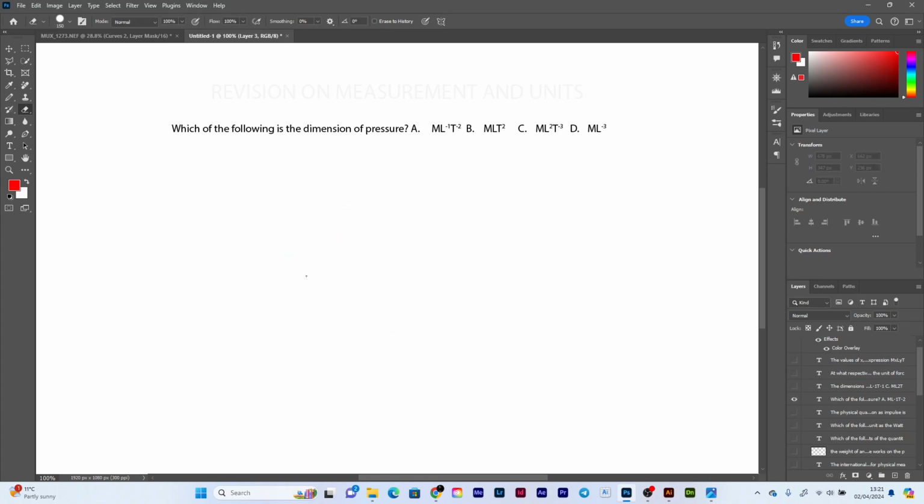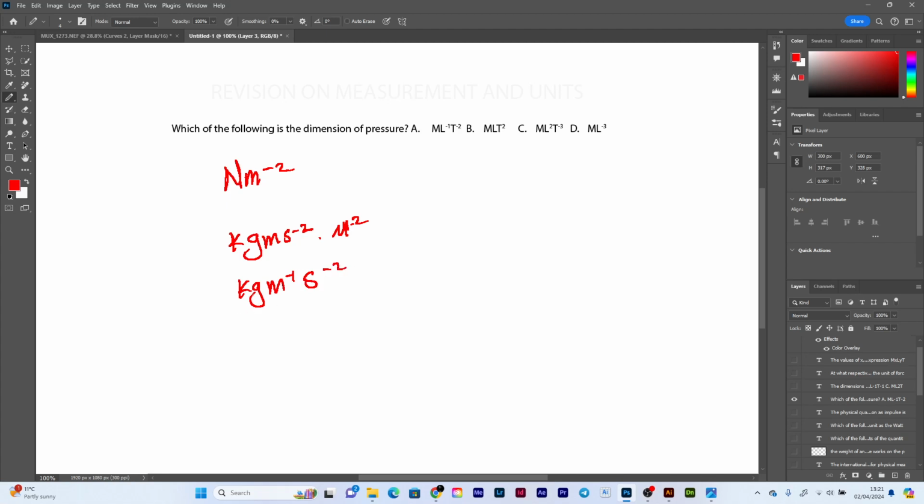And the next question states, which is the last part of the video, which of the following is the dimension of pressure? So how do you get dimension? Very easy. You can just say, what's the formula for pressure for Jamb Waec? That's Newton per meter square, because pressure is force over area, right? And that's Newton divided by meter square. So what's Newton? Newton is kilogram meter per second square, right? Then divided by meter square, so this is going to be kilogram per meter per second square.